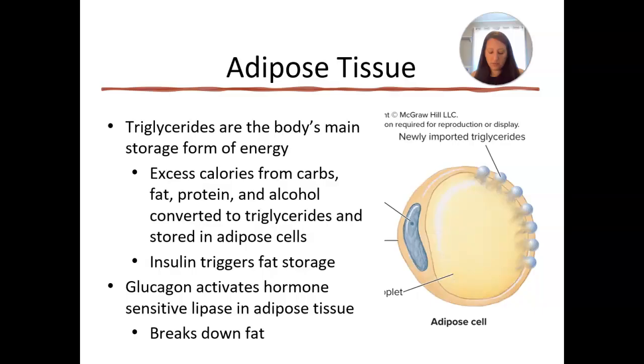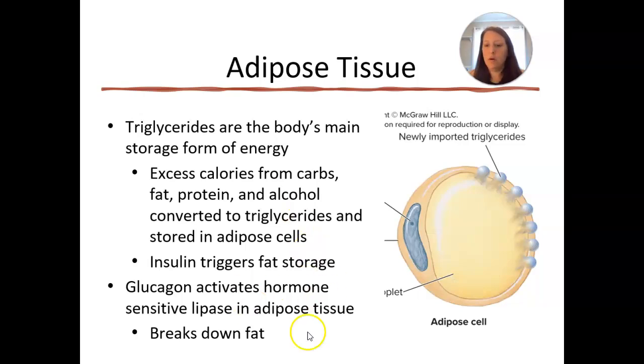Insulin triggers fat storage, just as it triggers glucose to be taken up by cells. The opposing hormone, which is glucagon, as well as some others, epinephrine and cortisol, are going to do the opposite. They're going to activate what's called hormone sensitive lipase. It's in adipose tissue. It's an enzyme that's going to break down fat. So insulin triggers storage, glucagon triggers breakdown.